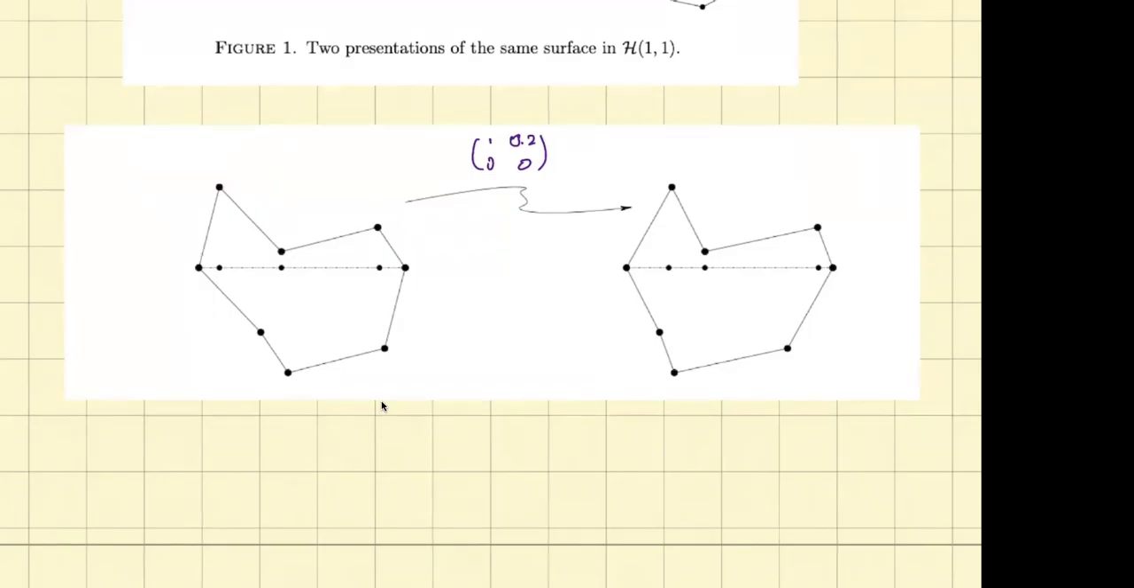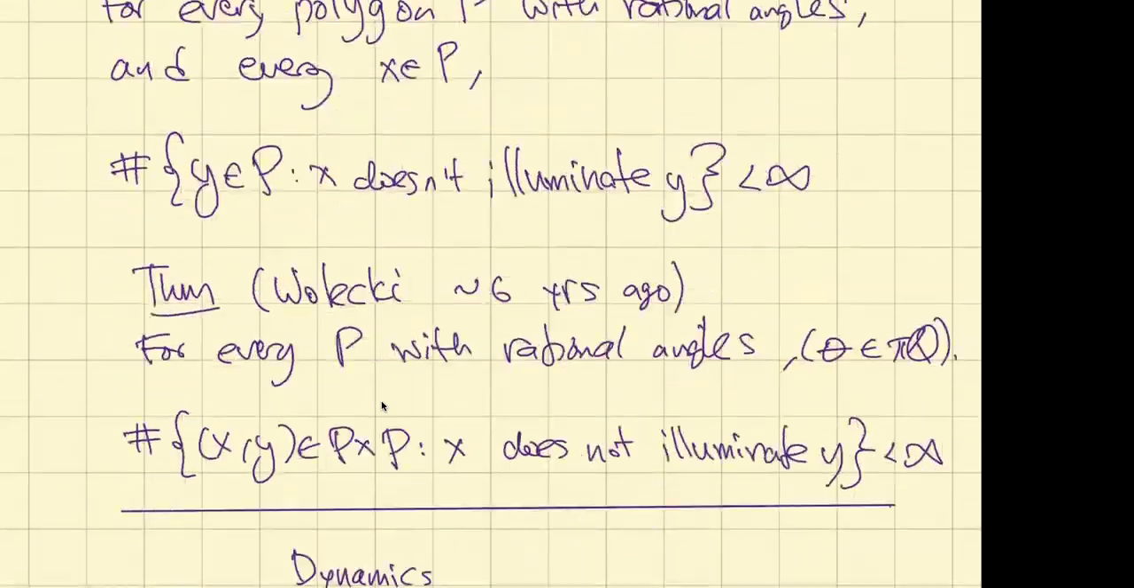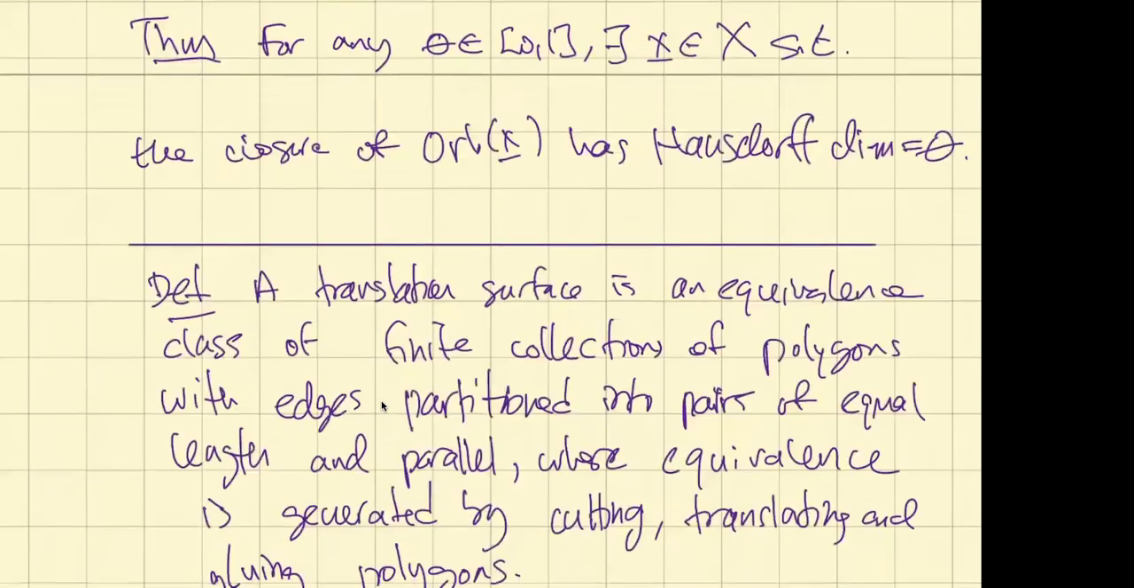And we can ask about the dynamics of this action, and we can ask about the orbit closures. And just to get your first glimpse, if you've never seen this before, let's just think about what happens when we apply.